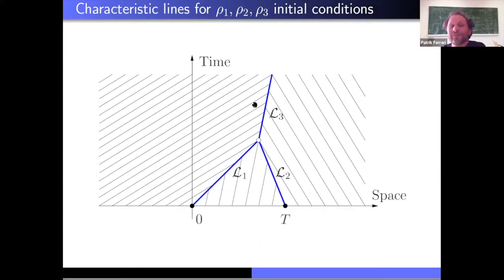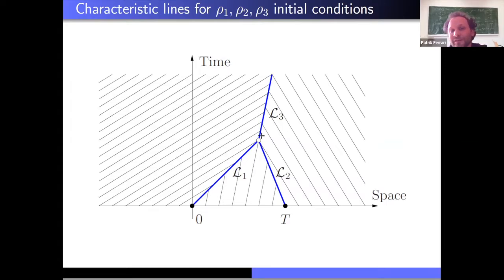Now, in terms of space, the space-time picture is this one. So you have a density rho 1 here, density rho 2 inside here, and density rho 3. Here are the characteristic lines for the three different densities, so there are lines L1, L2, L3. L1 corresponds essentially to the picture that we already saw before, except that we have flat initial condition. But what we are looking at here is this point where two shocks merge.